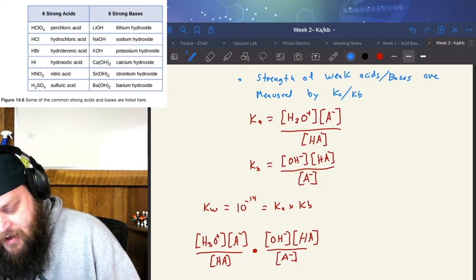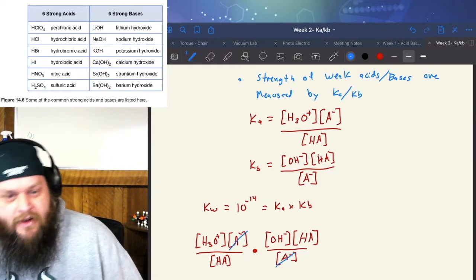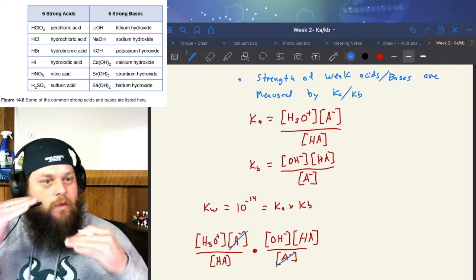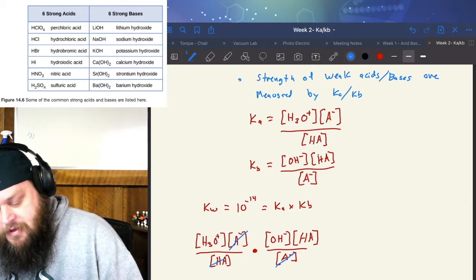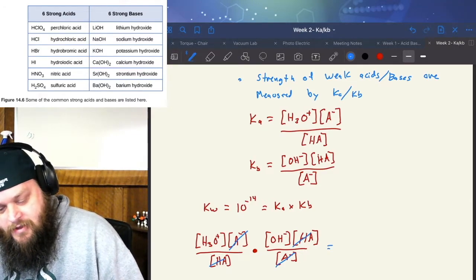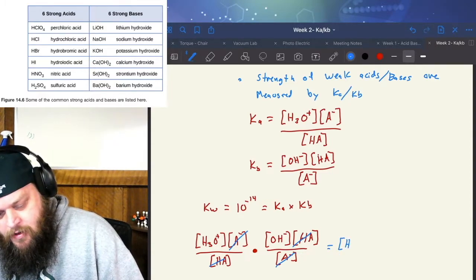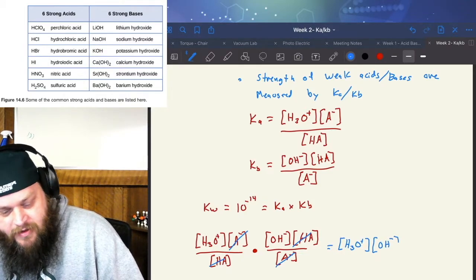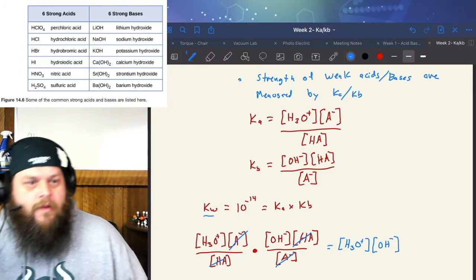Seems really complicated, but you can see that these A's are going to cancel out because we're doing multiplication. We have one on the top and one on the bottom. Same with these HA's. And this is just going to leave us with H3O plus times OH minus, which is the definition of Kw.